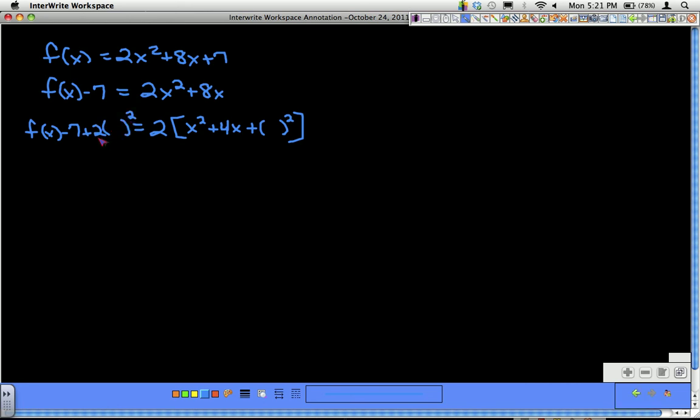Don't forget that coefficient. Now remember, all we do to find this value here, we divide this middle term by 2. So positive 4 divided by 2 is positive 2. We fill in both sides. Alright, left side's pretty easy. We just simplify. 2 squared is 4. 4 times 2 is 8. 8 plus negative 7 is positive 1. So you get f of x plus 1.